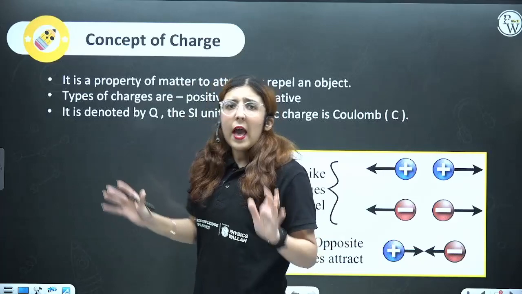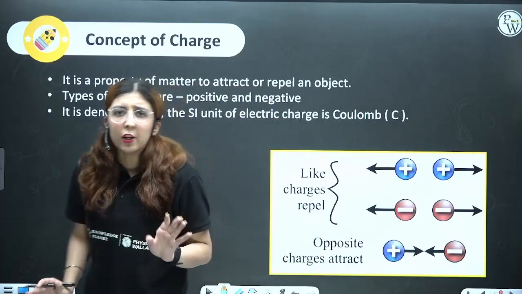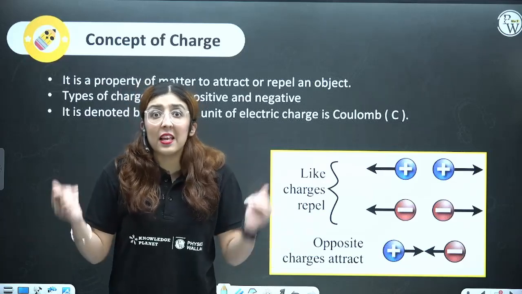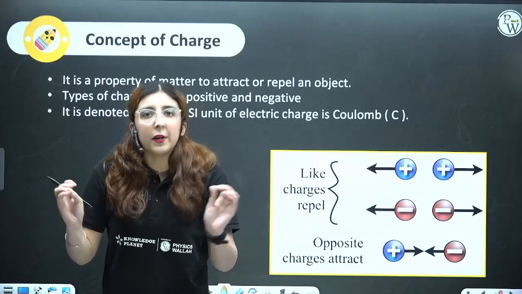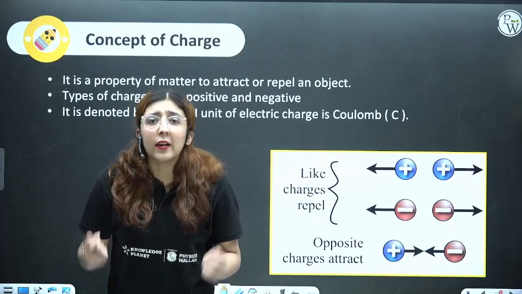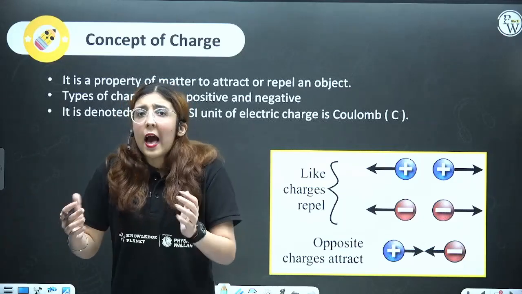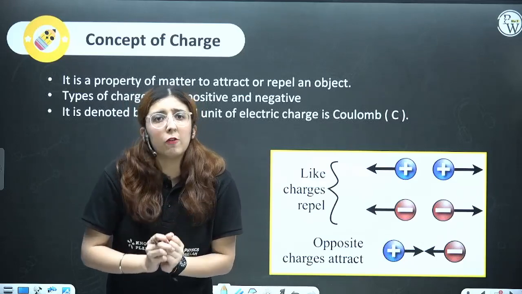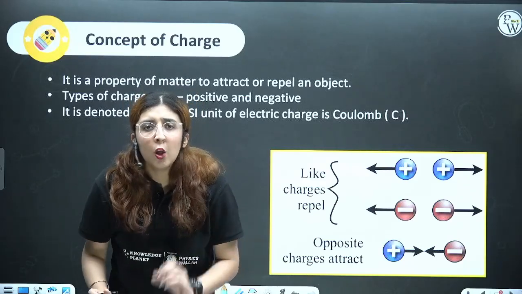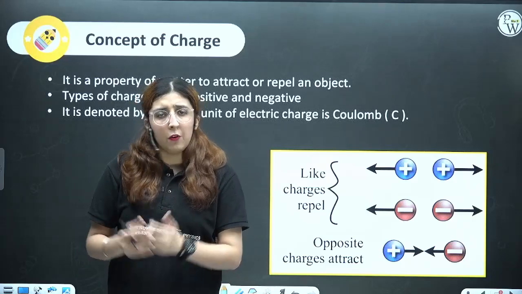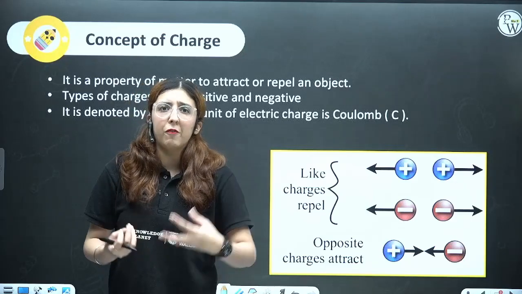Everything around you is made up of matter. Table, chair, pen, paper, pencil, air, everything around you is made up of matter. Matter is anything that occupies volume, has space, and has a particular amount of mass in it. Matter is made up of molecules, and molecules are made up of atoms.